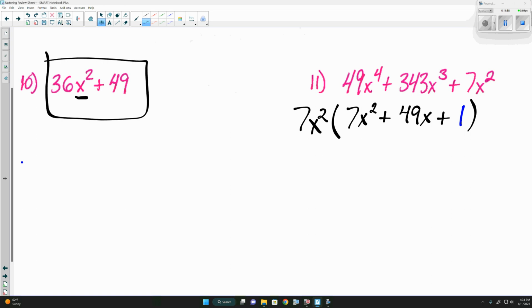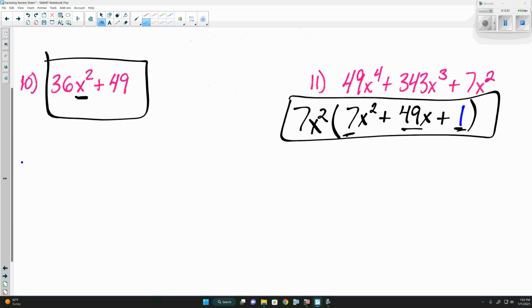Is it likely that this is going to factor? No. And one way we can see it is because when we do our check for the middle, I'm multiplying the factors of 7 by the factors of 1, and I'm trying to somehow add that together to get 49. That's not going to happen. If it had been 7 instead of 1, then we could have actually done this. But this does not factor any further. This is the final answer.